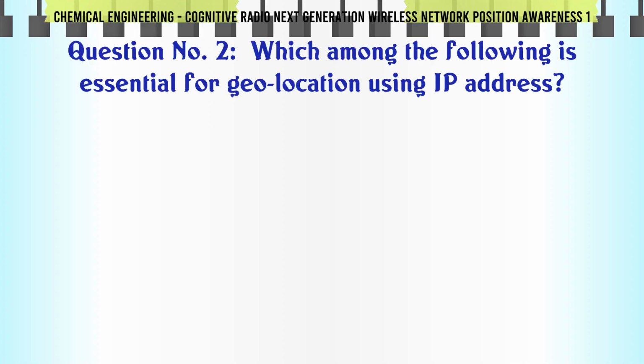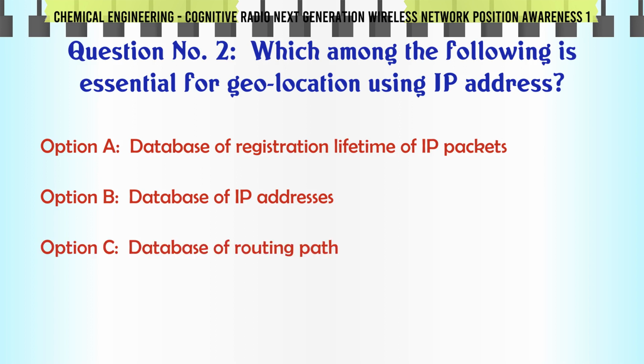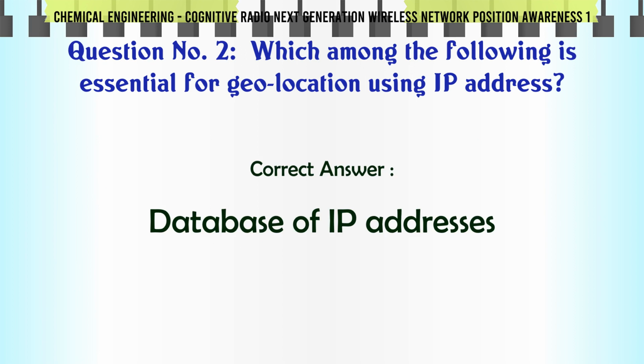Which among the following is essential for geolocation using IP address? A. Database of registration lifetime of IP packets. B. Database of IP addresses. C. Database of routing path. D. Database of port address. The correct answer is Database of IP addresses.